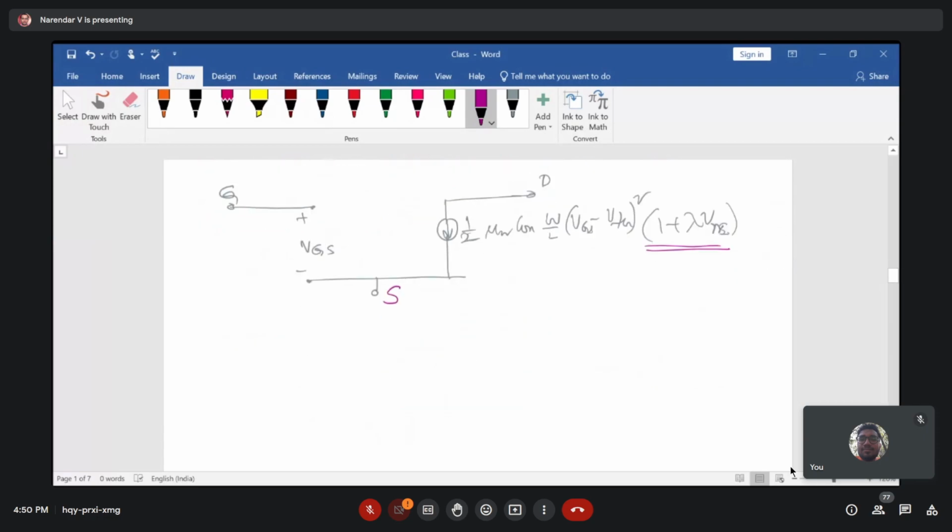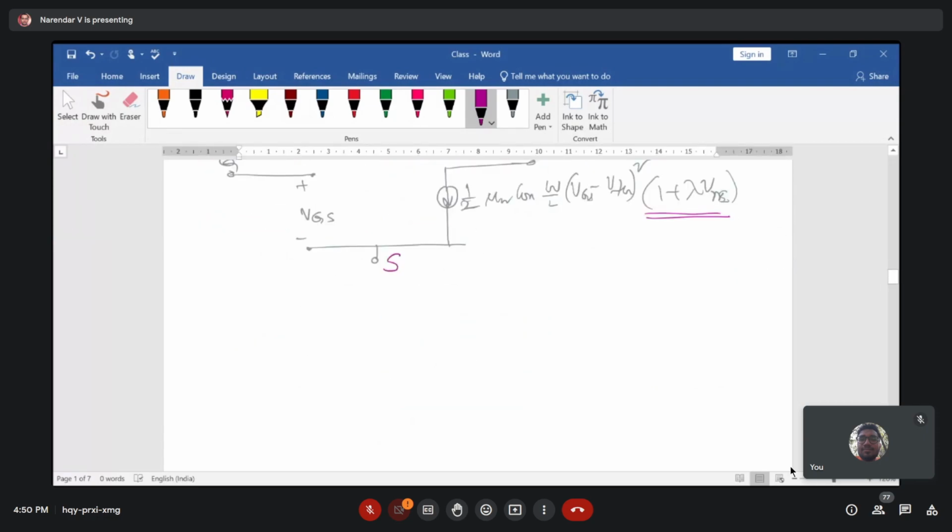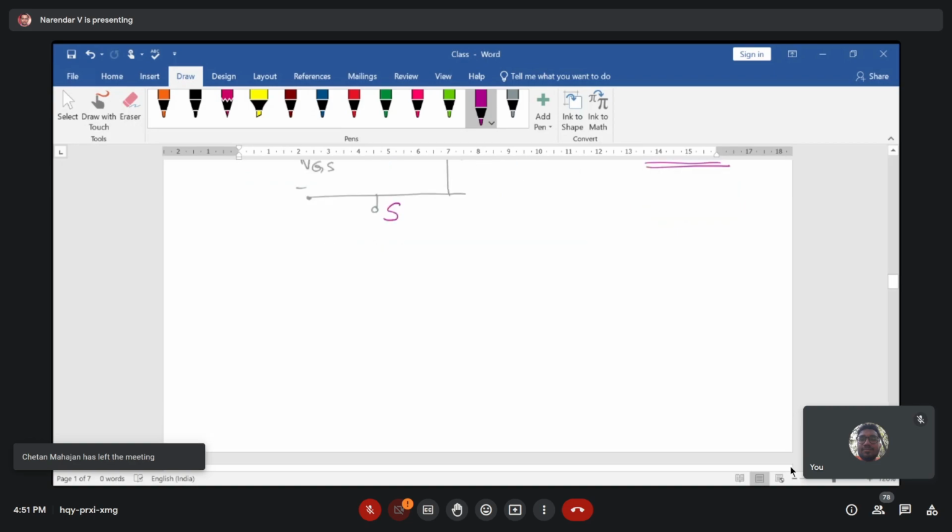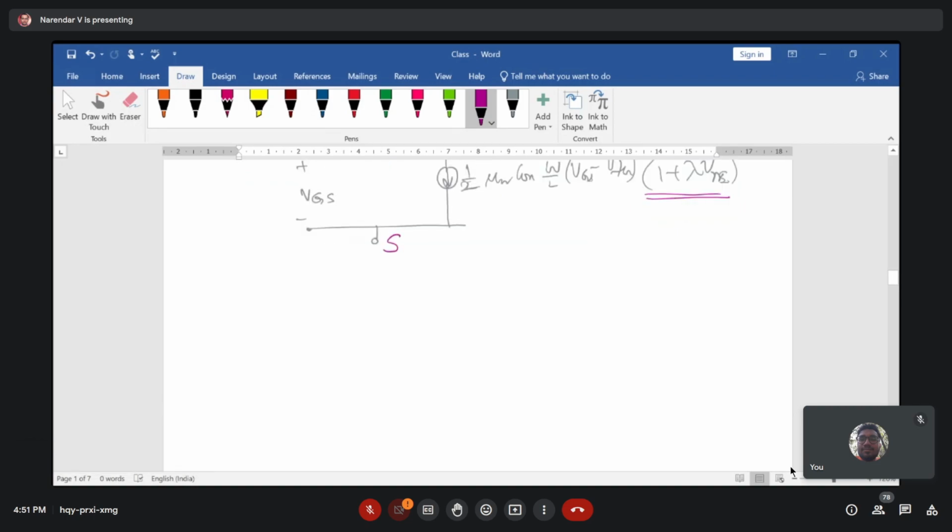Now with this basics, let's start building an amplifier. We are trying to build an amplifier using these concepts, like when it is acting as a constant current source and a variable resistor, the channel modulation factor needs to be taken into account when the channel gets pinched off. So with this background, let's try to build an amplifier.